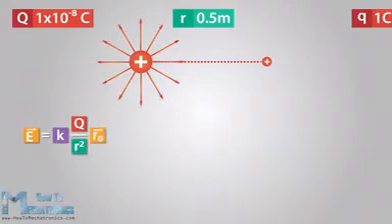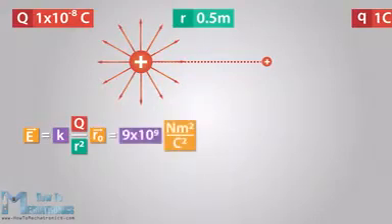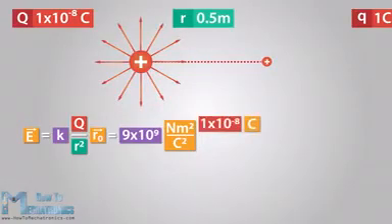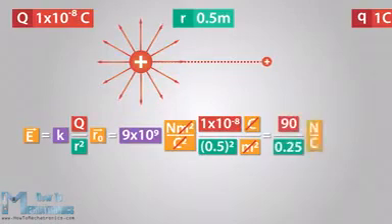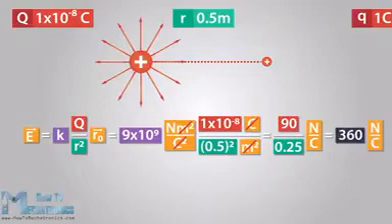Let's put the numbers here. This is equal to 9 times 10 to the 9th newton meter squared per coulomb squared times 1 times 10 to the minus 8 coulomb divided by 0.5 meters squared. Here we can cancel out meters and coulombs, so we are left with newtons per coulomb. This is equal to 90 divided by 0.25 newtons per coulomb. Finally, the magnitude of the electric field that the point charge generates at 50 centimeters distance is 360 newtons per coulomb.